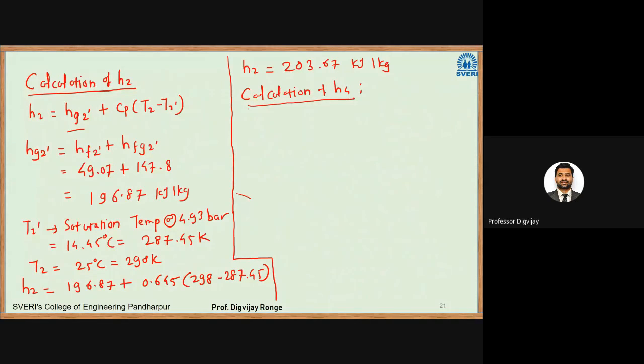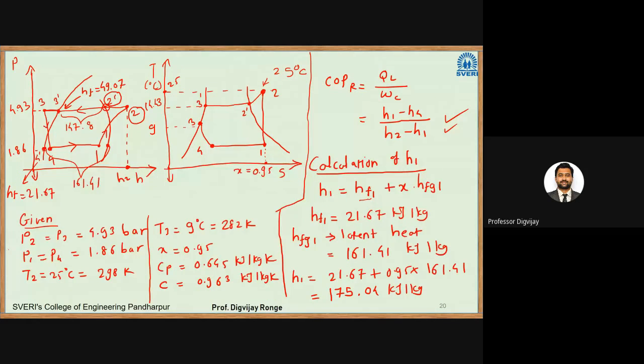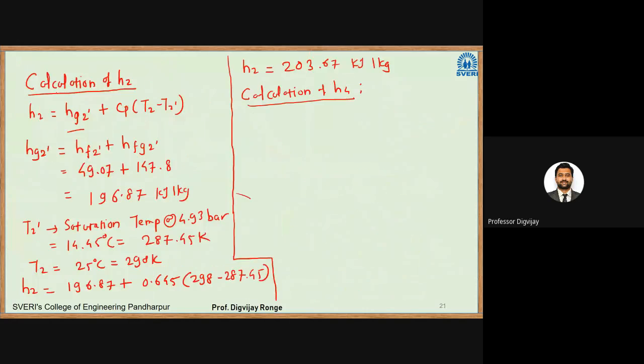So see here, how to calculate H4. If you see the diagram here, this is your point 4. And 3 to 4 is an isenthalpic process, that means the enthalpy remains constant, so enthalpy at point 4 will be equal to enthalpy at point 3. So H4 is equal to H3.